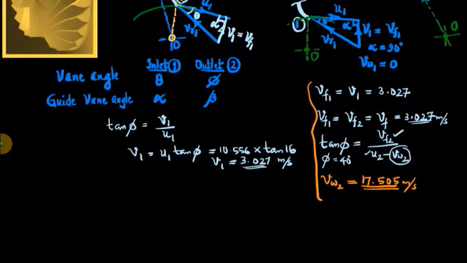Now we will proceed and try to get the other values as well, because later on, to find out the degree of reaction, we may require the value of VR2 also. So we have to find VR2 from the outlet velocity triangle. Meanwhile, we proceed and find out the first part of the solution.